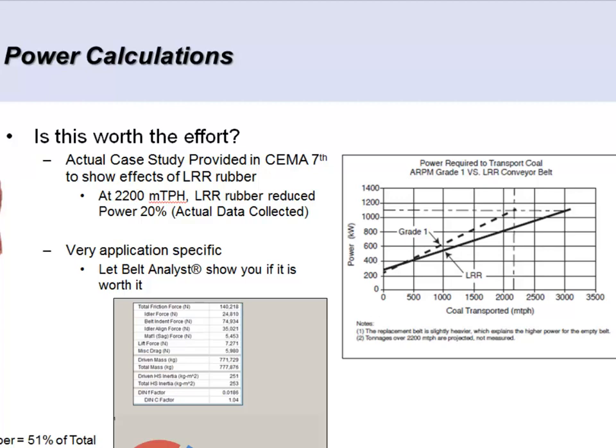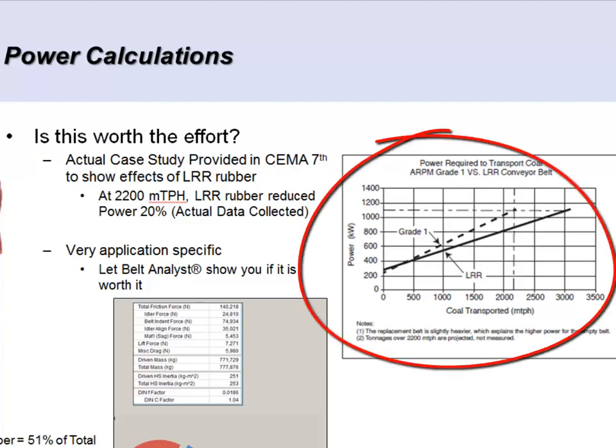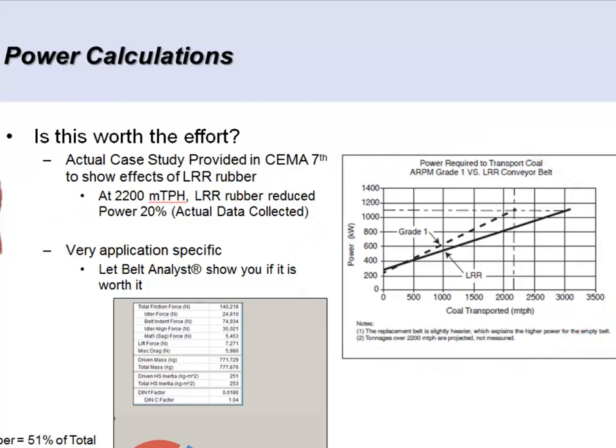Then they replaced the belt with a low rolling resistance rubber and measured it again. You can see in this plot that's published in the book the differences based on tonnage, and on the x-axis the power requirements for the grade 1 rubber versus the low rolling resistance rubber. As you can see here at 2,200 tons per hour, the collected data, actually not calculated but collected data, showed 20% less power required for the low rolling resistance rubber. So yes, it can be a very significant number, and certainly worth the effort to do the analysis.